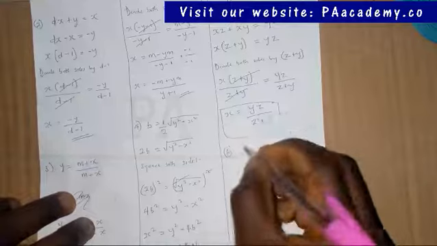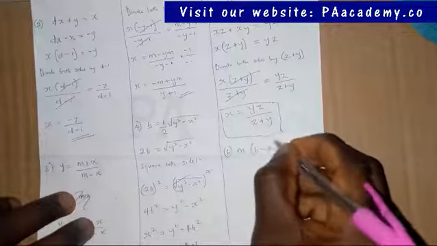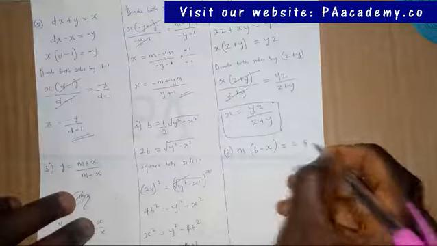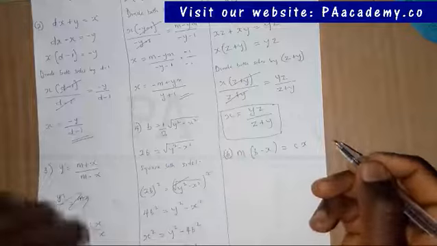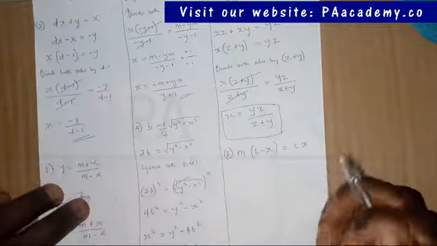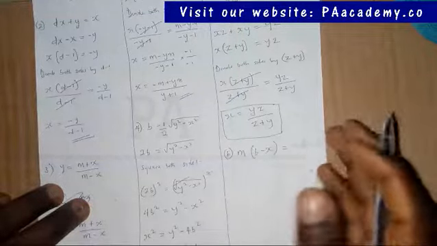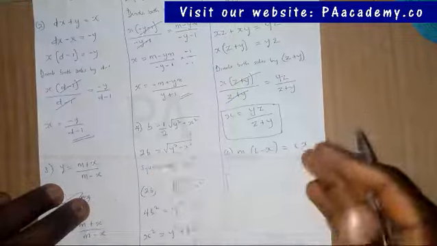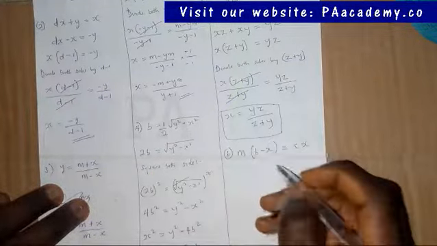So if you have m into bracket b minus x equals cx, again we have to make x the subject of the formula. So let's get started. Like I said, you can always pause the video first, attempt the question, note your answer, and then watch the video to check the solution. That will also help you in understanding it better.